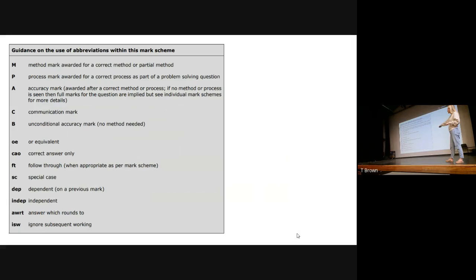A B mark is when there's no method needed, so it just means it doesn't matter what you've done. The B mark doesn't need a method. OE means or equivalent. So let's say the mark scheme said that the answer was 0.1 and you wrote 1/10. They're equivalent. The mark scheme would say 0.1 or equivalent, so anything that was equivalent would get you the mark. CAO means correct answer only, so if they've written that, you're only allowed to write what they've written, and if you've written anything different, they're not going to allow you the mark.